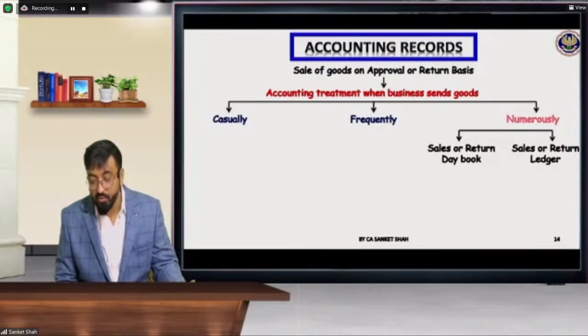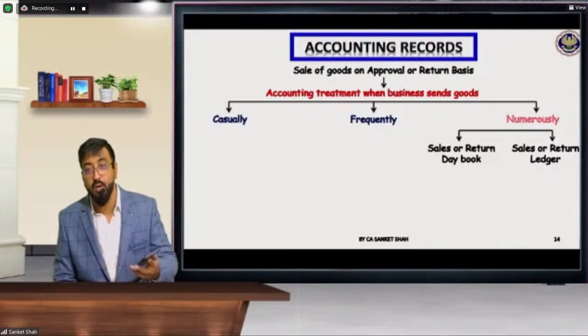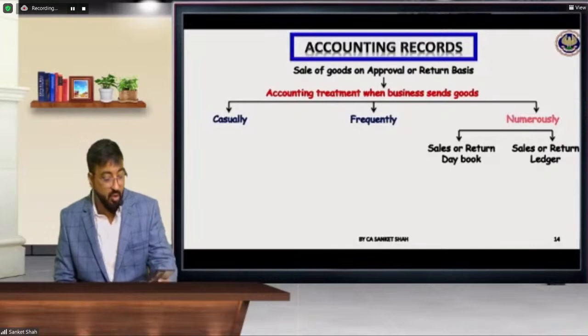And last one, numerously we have to follow sale or return day book, or sale or return ledger. So these 2 things are different beta. Very good.